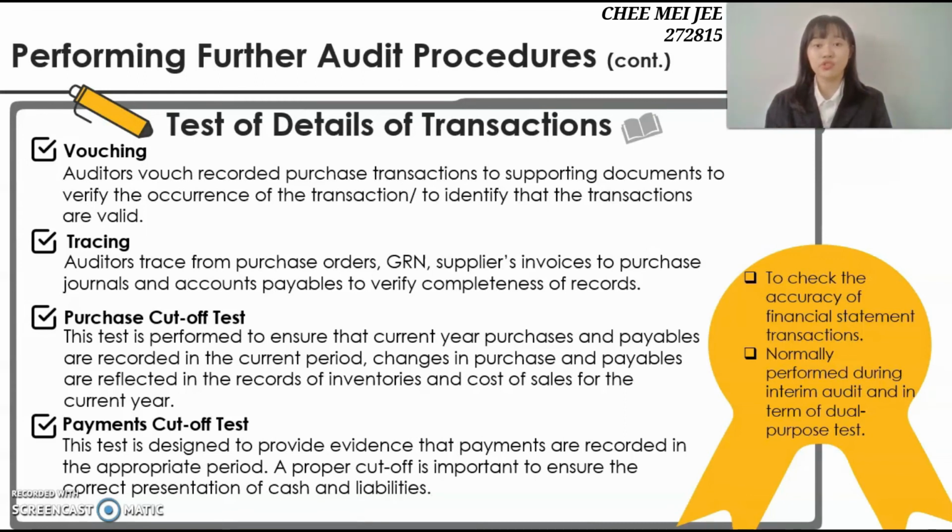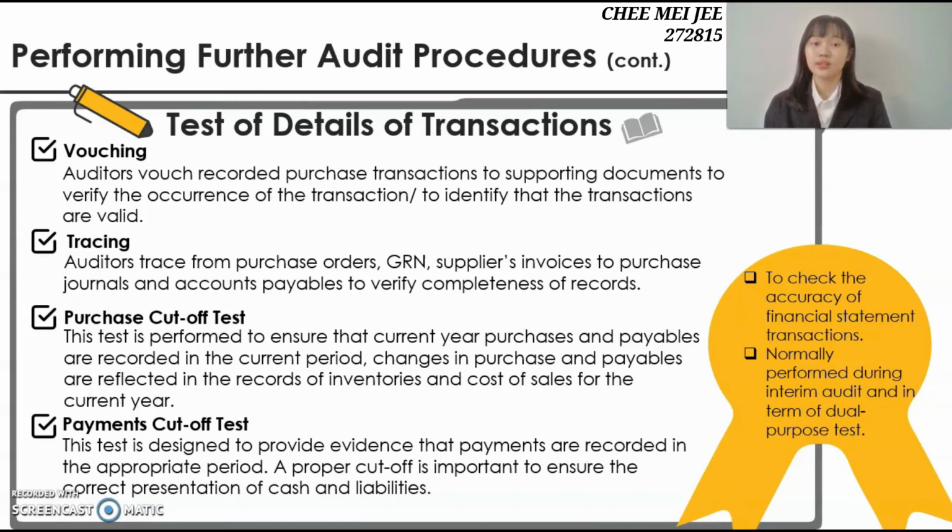Auditor vouches recorded purchase transactions to supporting documents such as purchase order, goods receipt note, and supplier invoice to verify the occurrence of the transaction, or in other words, to identify the transactions are valid. It starts with a number in the financial statement, and then the auditor finds the document to support the number. While tracing, looking at the financial document as mentioned before to the purchase journal and accounts payable to verify completeness of the records.